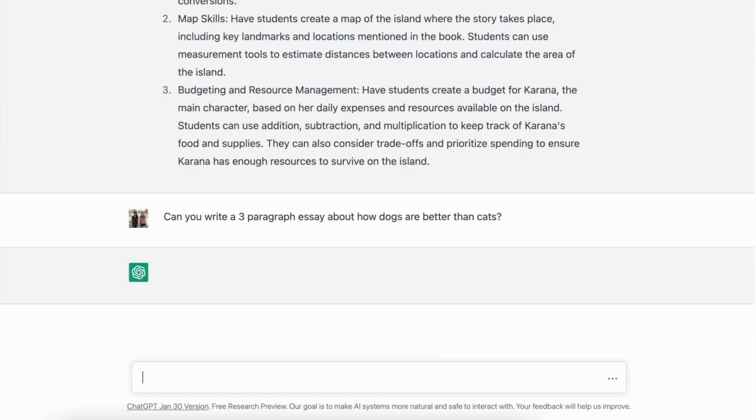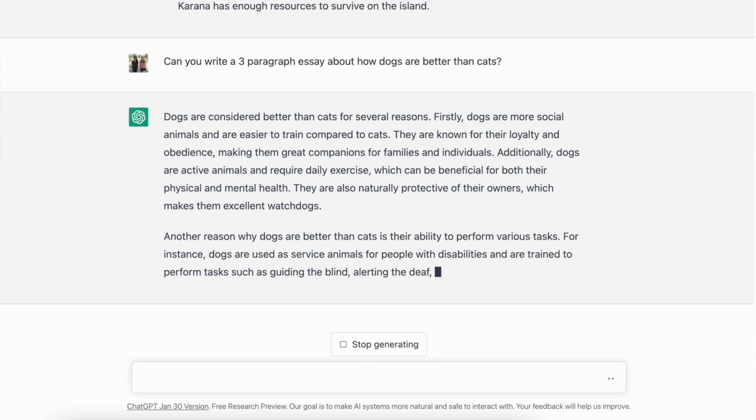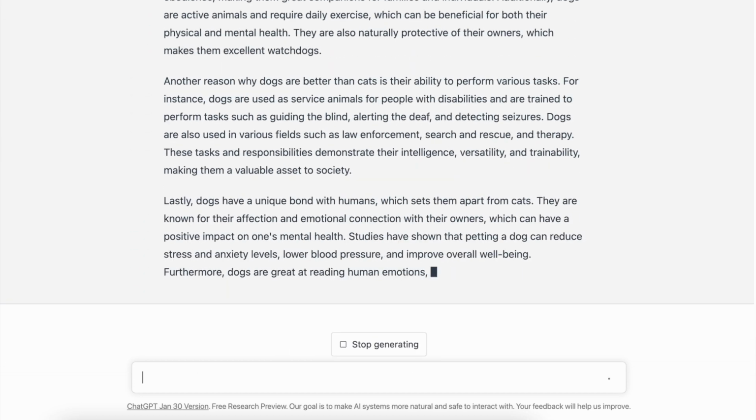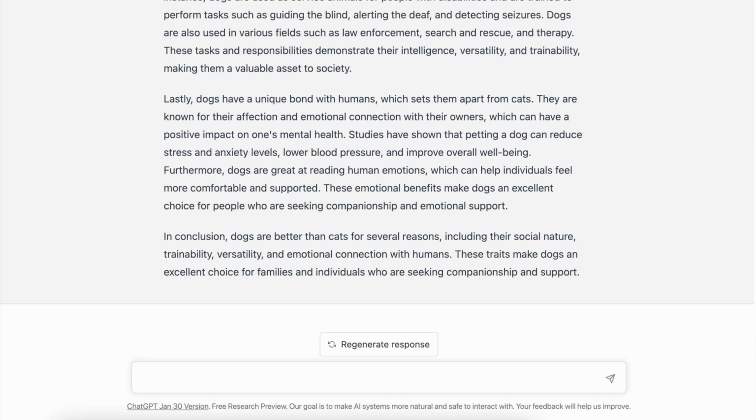But don't go yet. I want to make sure that you understand a few other notes about this program to make sure that you are fully aware of what it is capable of doing. I went ahead and asked ChatGPT to write me a 3-paragraph essay about how dogs are better than cats. So that was pretty impressive to me. I've even had it write an essay and include citations and a works cited page and everything. And I was blown away that it was able to do this.